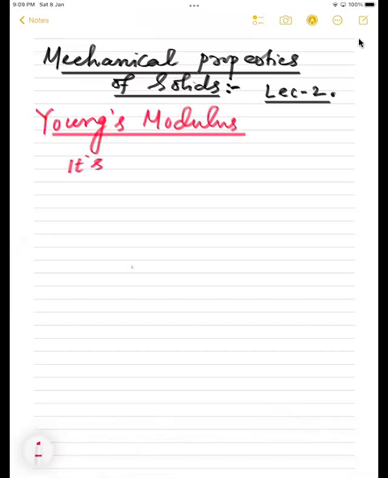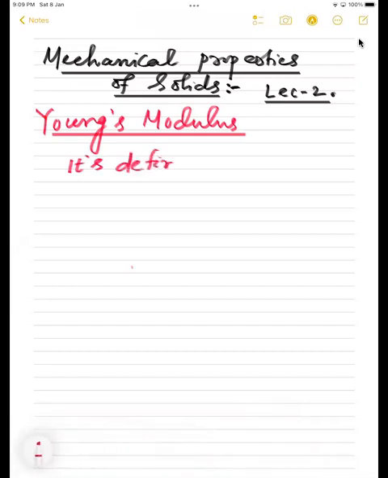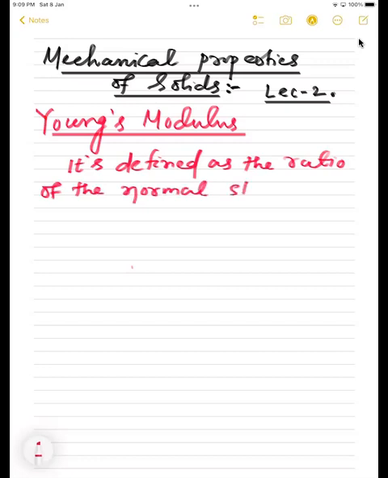Keep on writing with me. Later on, I will also update the note. It is defined as the ratio of the normal stress to the longitudinal strain, right?